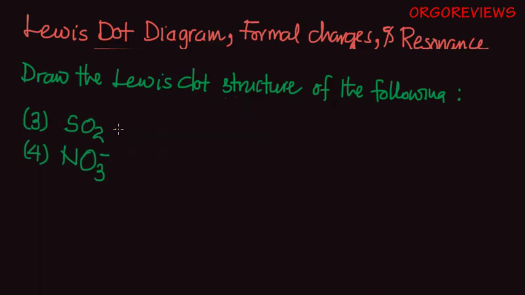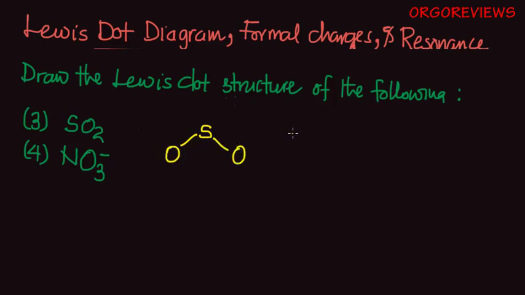Now, let's take a look at sulfur dioxide. Sulfur dioxide has sulfur and oxygen. Of course, sulfur is going to be the most electropositive because oxygen and sulfur are in the same group. They're in group 6, so they have 6 valence electrons each. Now, sulfur is going to be the central atom connected to oxygen.